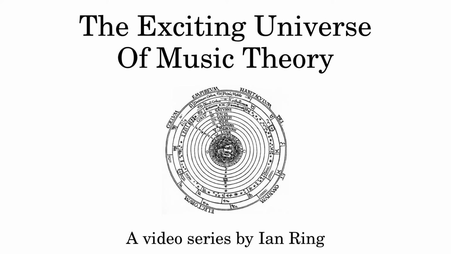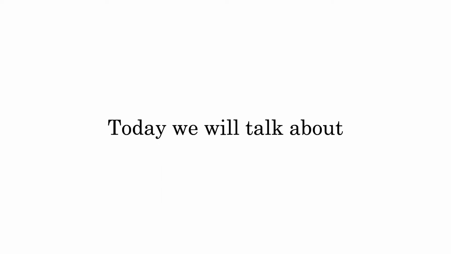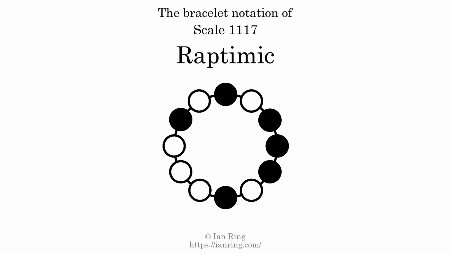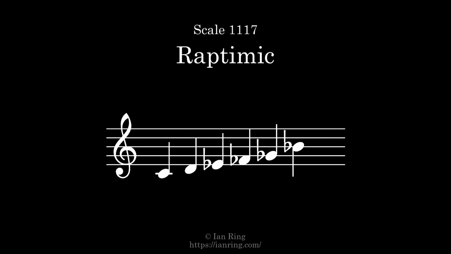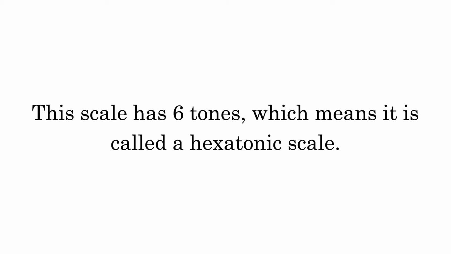Welcome to the exciting universe of music theory. Are you ready to learn? Then let's begin. Today we will talk about scale 1117, Raptimic, which sounds like this. This scale has 6 tones, which means it is called a hexatonic scale.